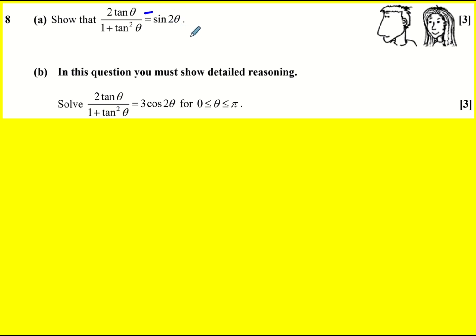So I'm going to start with sine 2 theta, which is actually 2 sine theta cos theta. You can show that using the addition formula. I'm not going to do that here. This is just one you've got to know. Right, so I'm going to start now with the left-hand side. I'm going to try and get to 2 sine theta cos theta, then I'll know actually that is sine 2 theta.